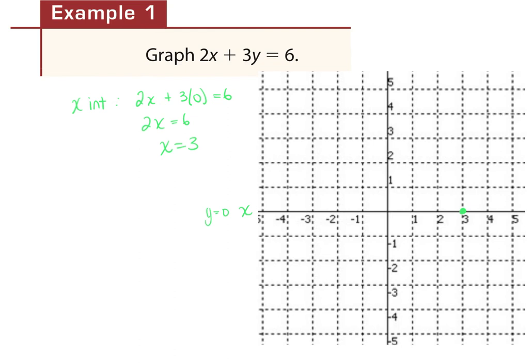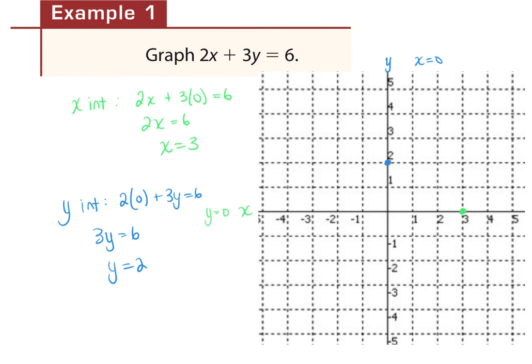Same thing for my y-axis. For my y-axis, my x is always 0. I have not moved left or right. So to find my y-intercept, I am just going to 0 out my x. And so I will have 0 here. So 3y equals 6, y equals 2. And that tells me where I cross the y-axis. I cross at positive 2.